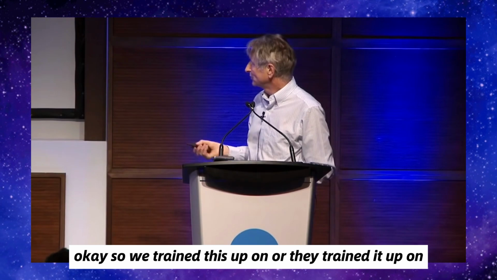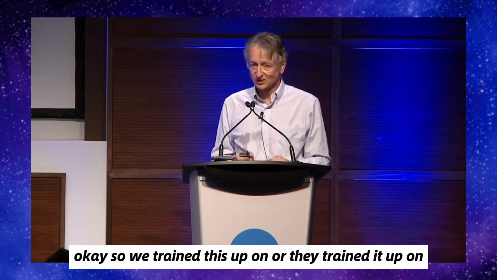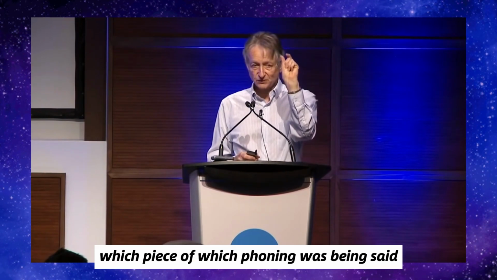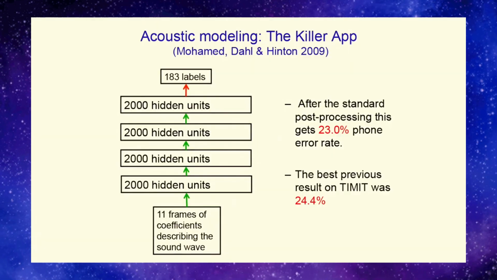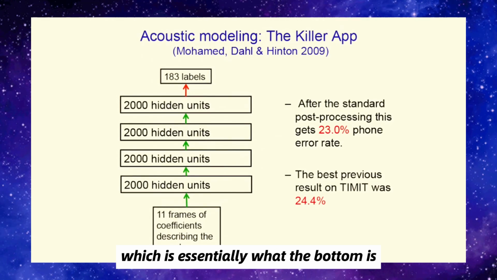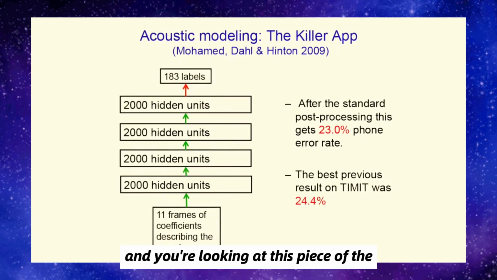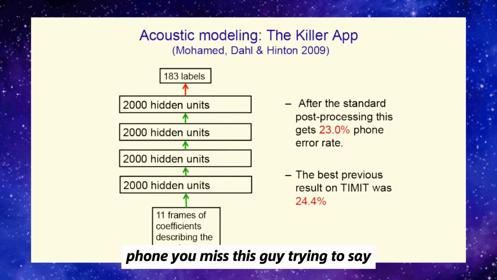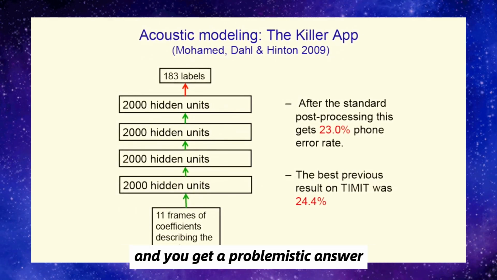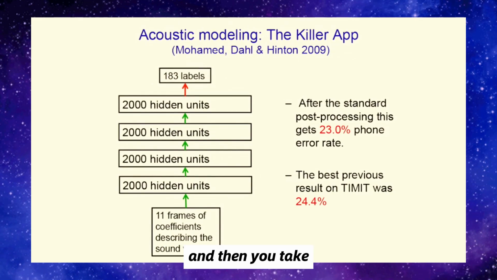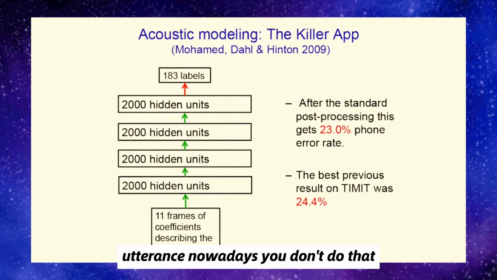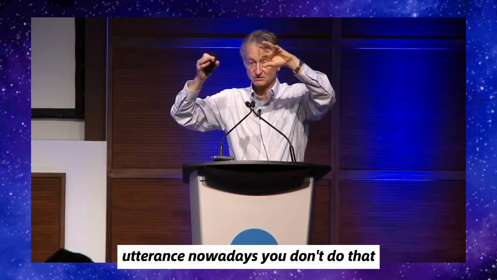Okay, so they trained it up on sound waves, trying to predict which piece of which phoneme was being said. So imagine a little bit of a spectrogram, which is essentially what the bottom is. And you're looking at this piece of the spectrogram and saying, in the middle of the spectrogram, which piece of which phoneme is this guy trying to say? And you get a probabilistic answer. And then you take all those probabilistic answers and you string them together with something else to find a plausible utterance. Nowadays, you don't do that.